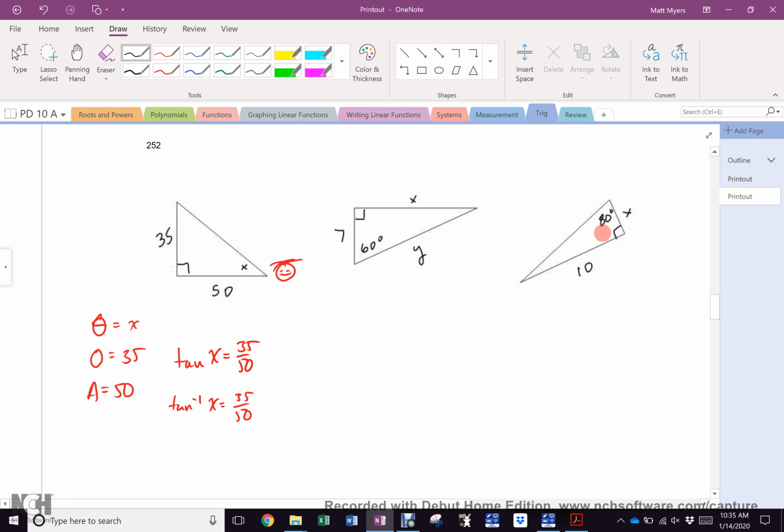No, these should be in different order. This one should be over here. Do this one first. And after you've done the one on the right, try the one in the middle and try to set it up without touching your calculator.